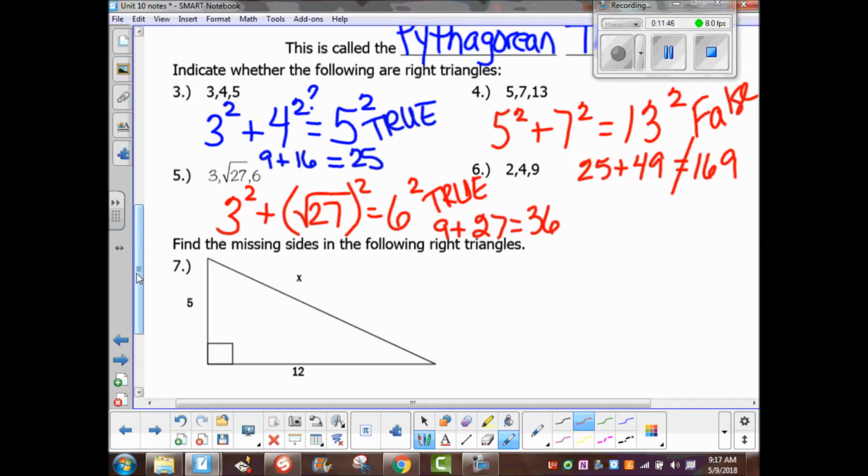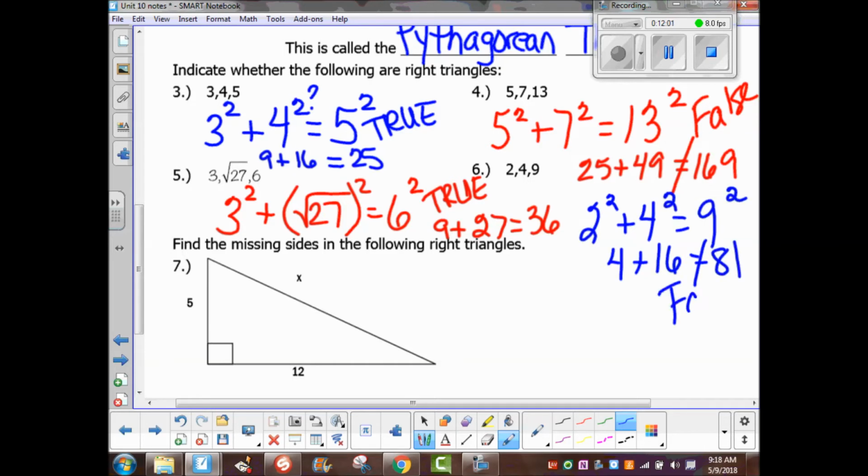What about 2, 4, and 9? So 2 squared plus 4 squared. My largest one is 9. So I end up with 4 plus 16. Does that equal 81? No. Nope. False. Can't be the sides of a right triangle.